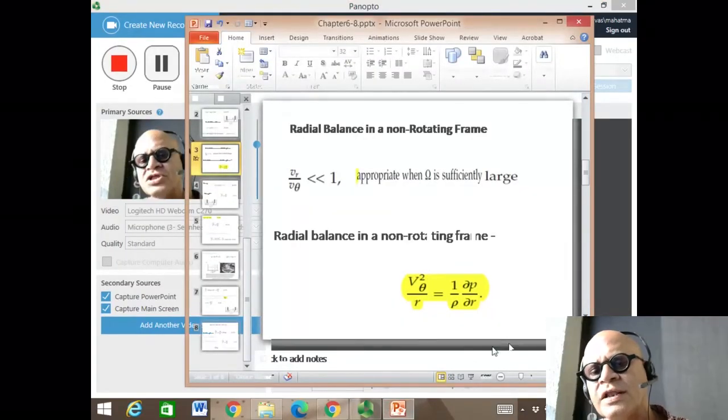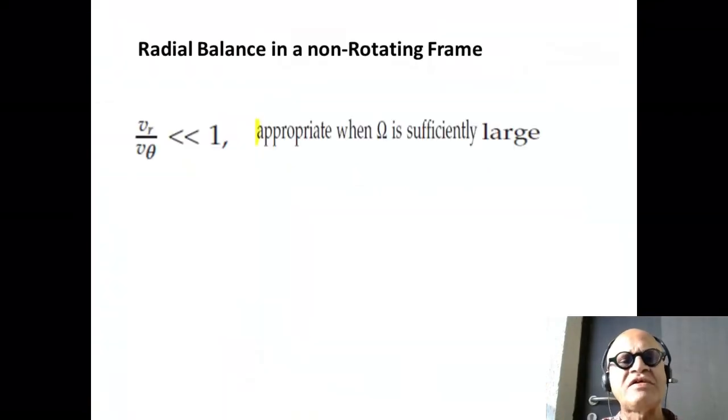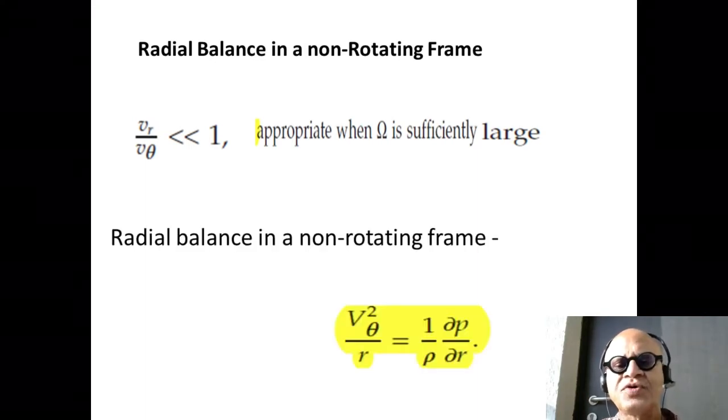Okay, so let's continue this and derive the expression for rotational effects in this tank where we are doing this special experiment. We had gone through this and showed that the radial balance in a non-rotating framework, which means if we are standing in the lab and looking at the tank, was V theta squared over R equals 1 over rho partial P partial R, where V theta is the total azimuthal velocity in the non-rotating framework.